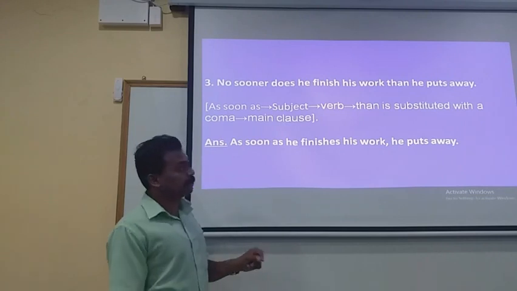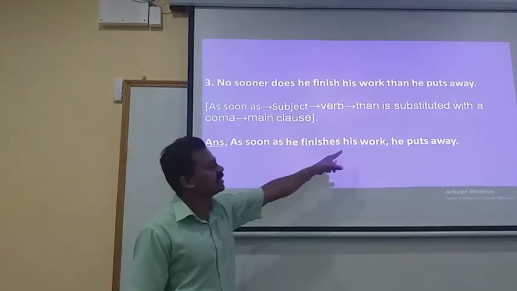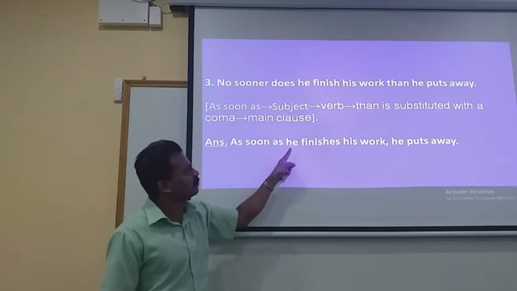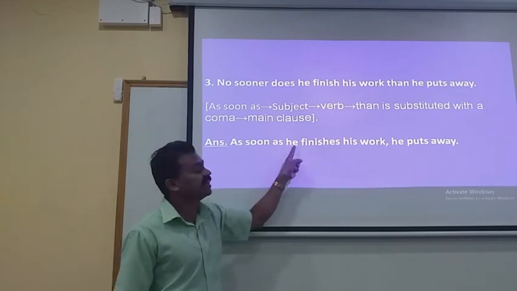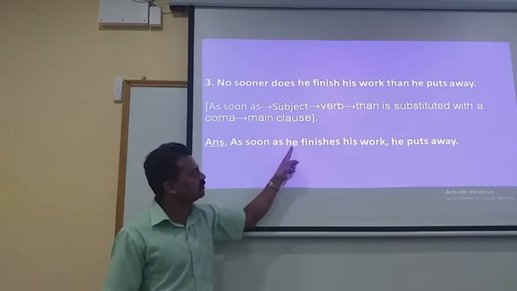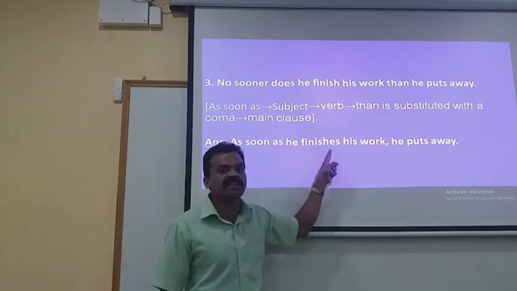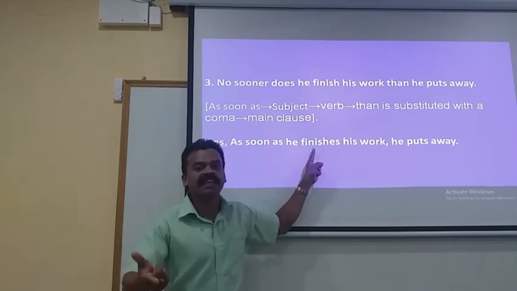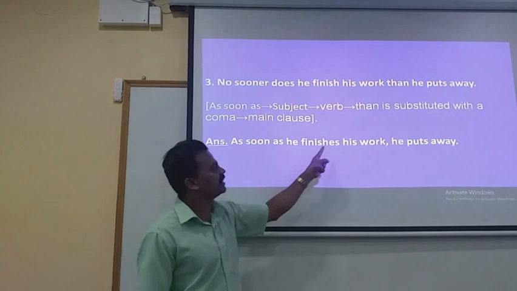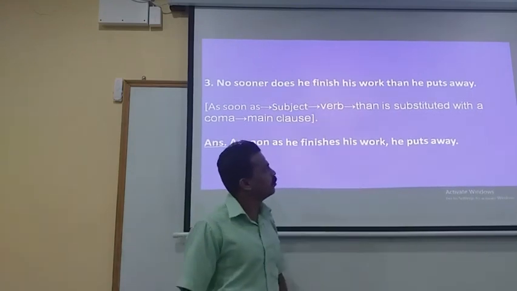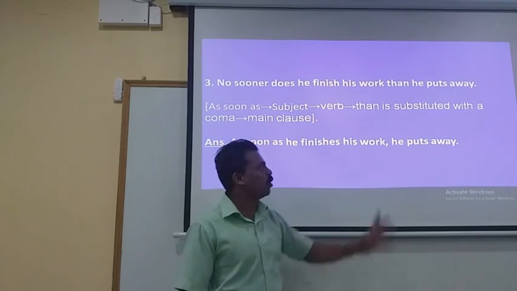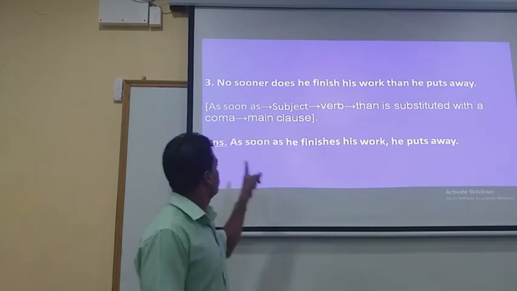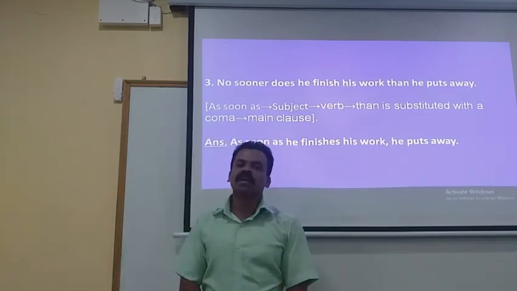The answer to that particular question is as soon as he finishes his work. No sooner will be substituted with as soon as. Immediately after that the subject. Then finishes. He is the subject. Since he is a singular subject, we have to make the verb in its singular form. Therefore, it is finishes: they finish, he finishes. So, as soon as he finishes his work, then than is removed, and in its place we place the comma, and the main clause is placed exactly as it is, that is, he puts away. So, the answer is, as soon as he finishes his work, he puts away.